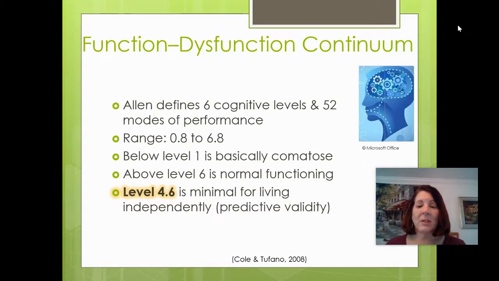Now, a person has to be able to perform at least level 4.6 to live independently. Now, this is that predictive validity. This is that idea of task equivalence, that if a person can perform other activities at 4.6, then they should be able to live within their own home with an expected level of safety. They may need some help with some higher order tasks, but they should be able to live independently.